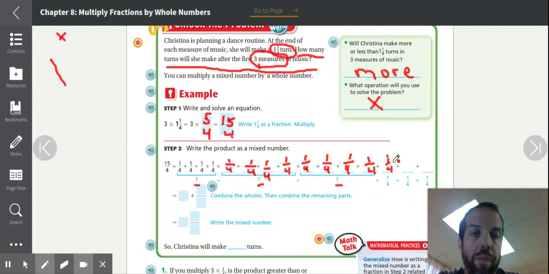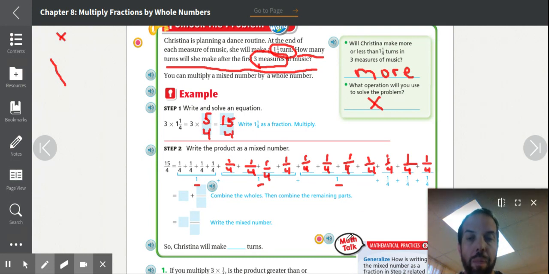13/4, 14/4, and my last one would be 15/4. So if I added all of these unit fractions of 1/4 together, it would equal 15/4. Now, check this out. If I add all of these, 1 whole plus 1 whole plus 1 whole, that's 3, plus 1/4 plus 2/4 plus 3/4.